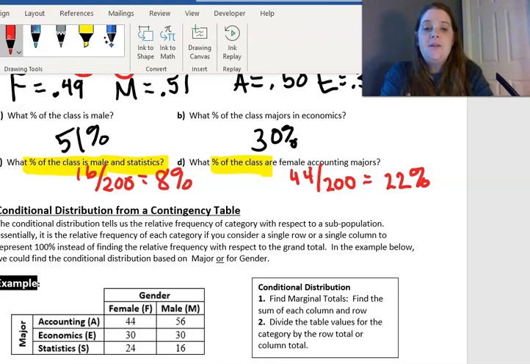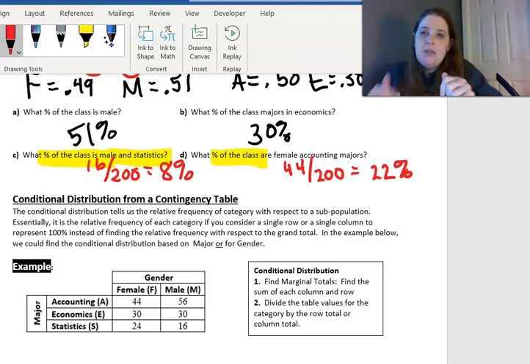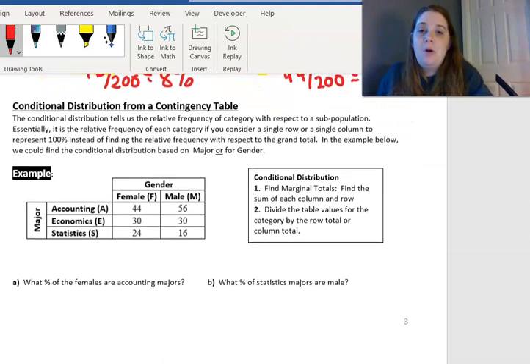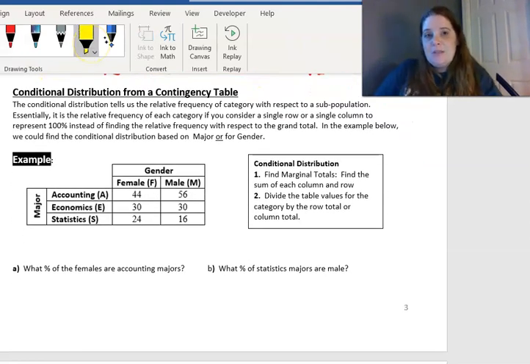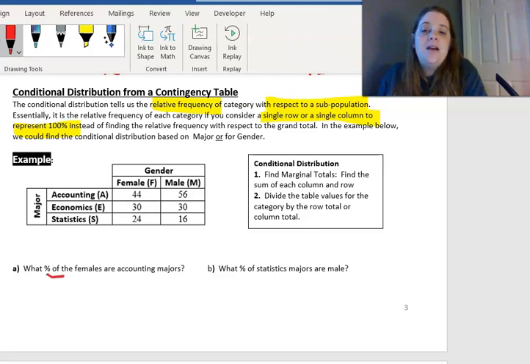The other side of this is something called a conditional distribution. If you've studied conditional probability before, we're applying some sort of condition on our problem. Ultimately, the difference between this and marginal is that you're talking about the relative frequency with respect to some subpopulation. Or in other words, you want to think about a single row or a single column representing 100% instead of just the total. So we'd be looking at questions like, what percent of the females are accounting majors?